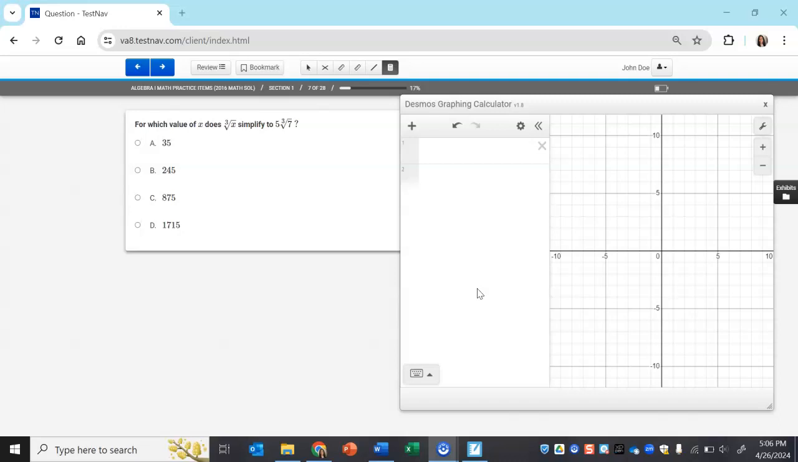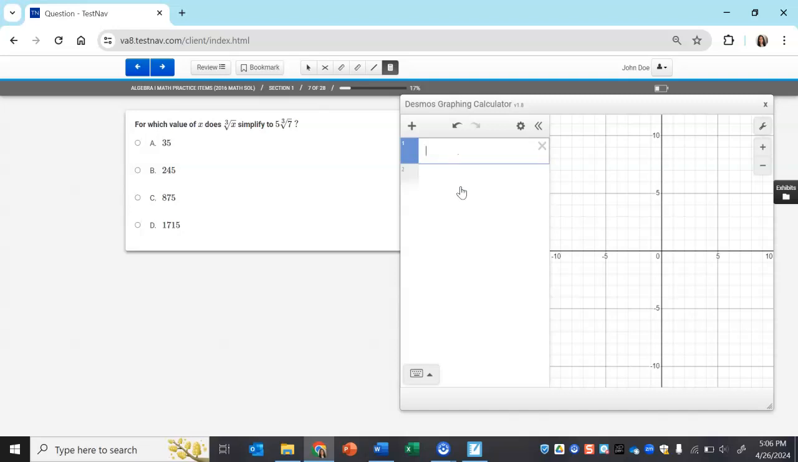Question number 7. It's asking me, for which value of x does cube root of x simplify to 5 cube root of 7? Basically, we have to see which one of these I need to put under my cube root and then simplify it to see which one comes out to this. All right, so I'm going to do this in Desmos because it's really easy in Desmos.